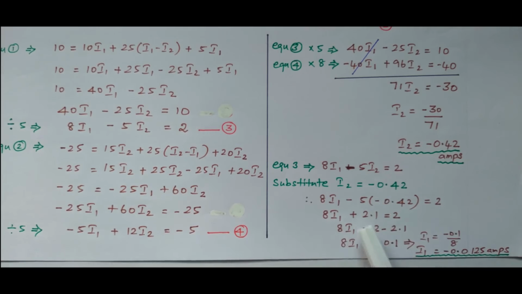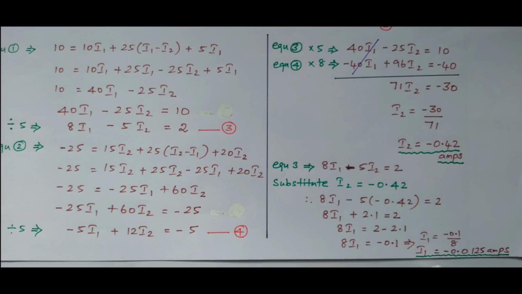So 8 I1, you multiply both are negative, so it becomes positive. 5 into 0.42 is 2.1, that is equal to 2. So bring this 2.1 to the right hand side. So 8 I1 equal to 2 minus 2.1. So 2 minus 2.1 is minus 0.1. This is the larger value, so minus. So I1 equal to minus 0.1 divided by 8. That is nothing but minus 0.0125 amperes.